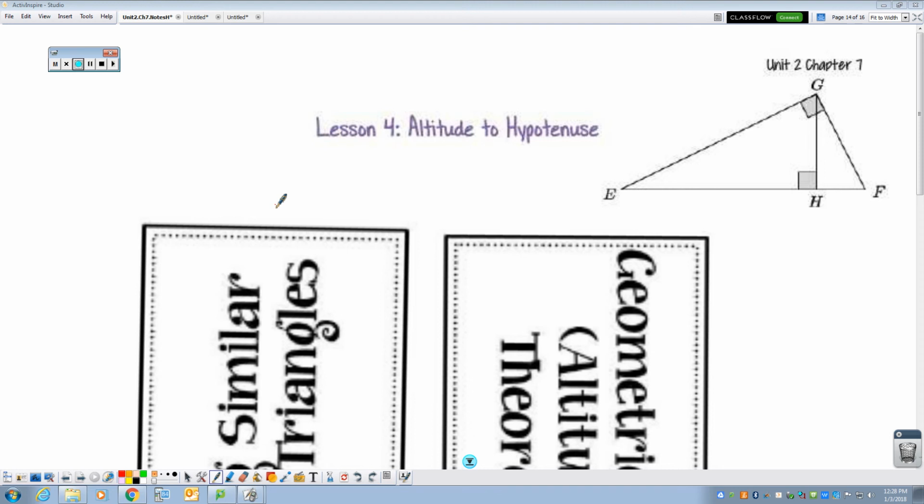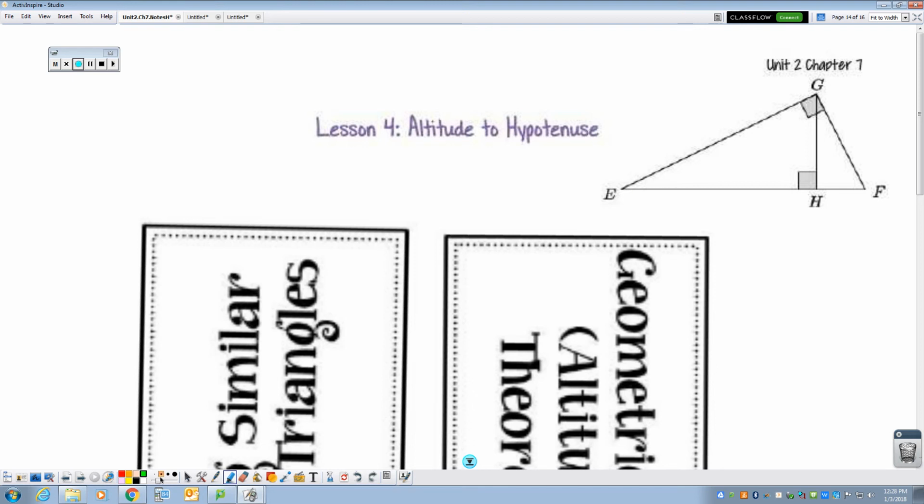All right, lesson 4. If you look on Google Classroom, it'll show you how to assemble your notes. And I'm going to start this lesson by using 3 highlighters to kind of emphasize the diagram. First, the picture that we have right here is of a right triangle. And we're going to draw an altitude to that right triangle to the hypotenuse.